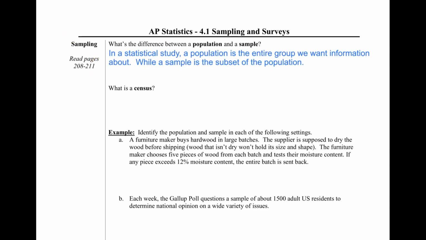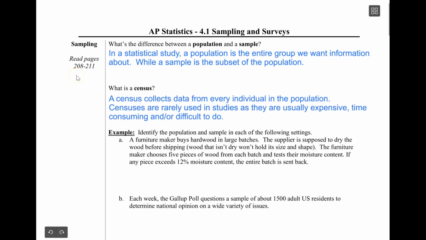So quite simply, in a statistical study, a population is the entire group we want information about, while a sample is just the subset of the population. We usually use sampling when we do studies because if we don't, what we're doing is a census, and that's our next definition. A census collects data from every individual in the population. Censuses are rarely used in studies because they're usually expensive, time-consuming, and or just really difficult to do.